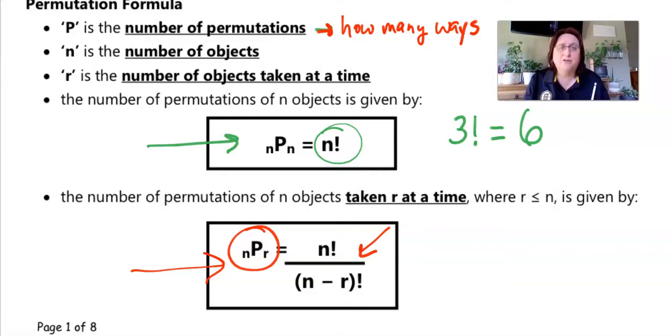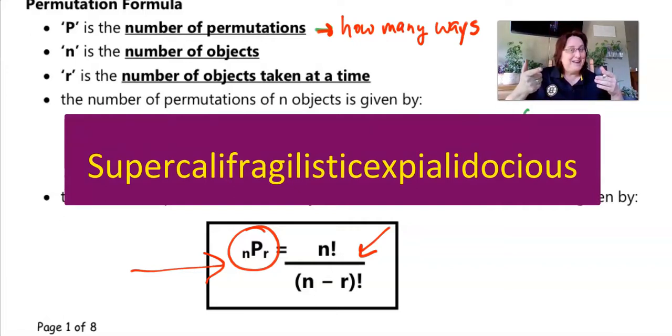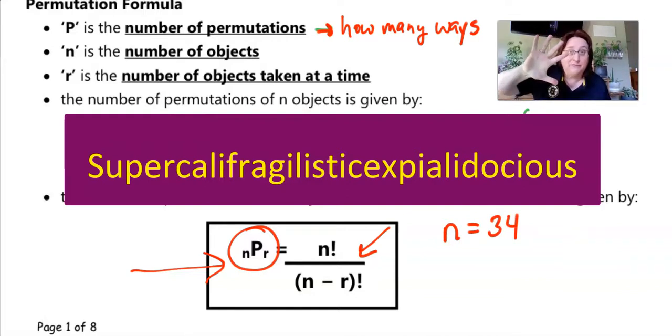So in our calculators, it might look like this. Well, let's see. How many letters are in the word supercalifragilisticexpialidocious? Have you Googled it yet? Hey guys, there are 34 letters. So our number of letters would be 34, and I said that we're going to take the first 5, right? So R would equal 5.